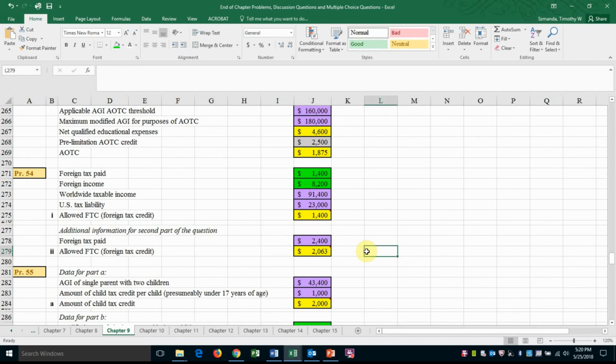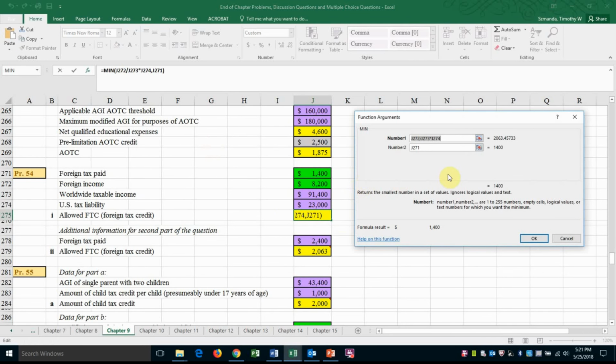Number 54 deals with the foreign tax. So here I changed both amounts that were given. We have foreign tax paid of $1,400, foreign income of $8,200 using my data, which is not the data given in the problem. Worldwide taxable income, $91,400 given in the problem, as well as a U.S. tax liability. So we're going to invoke that formula that we have in the text and we went through in the PowerPoint.